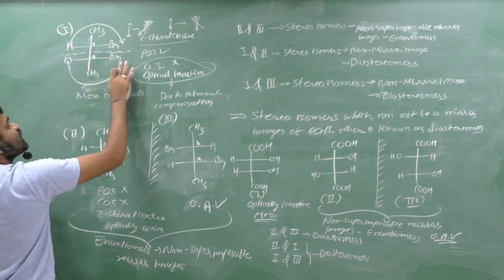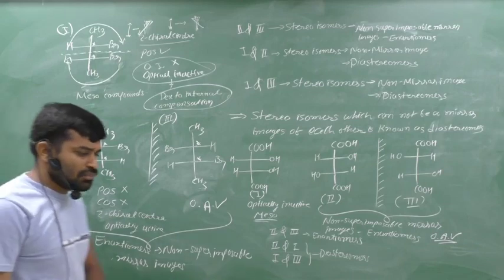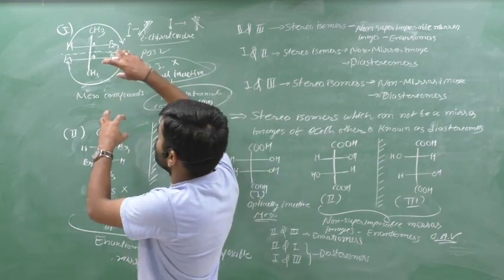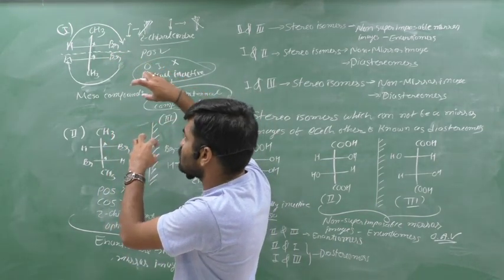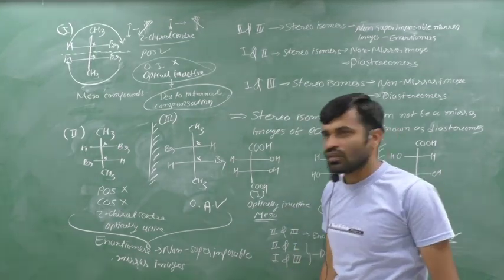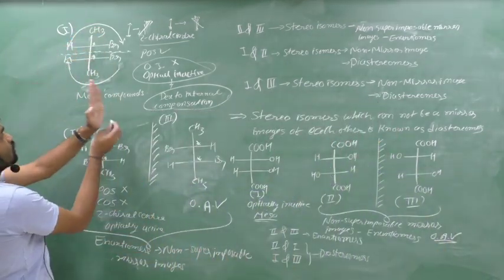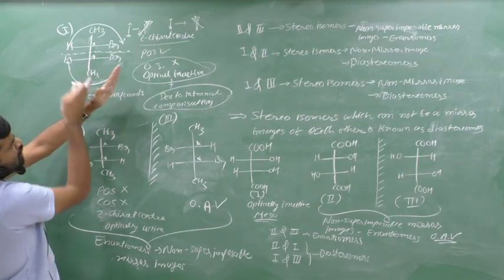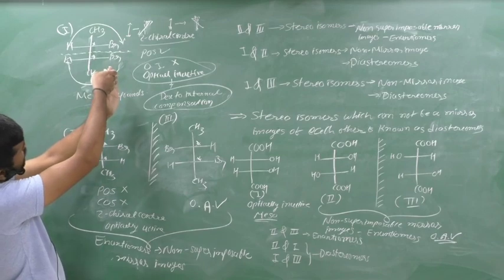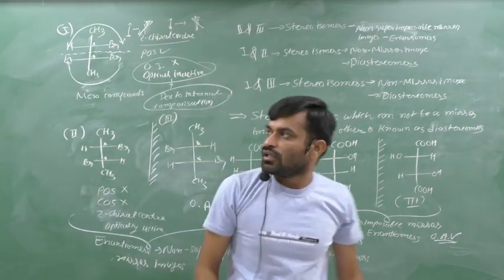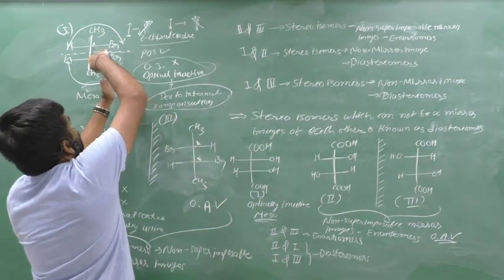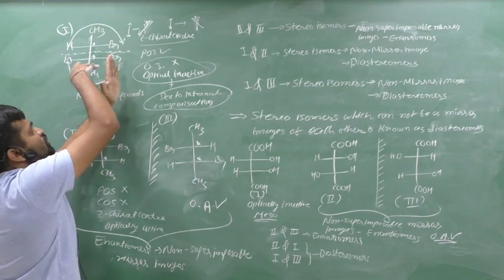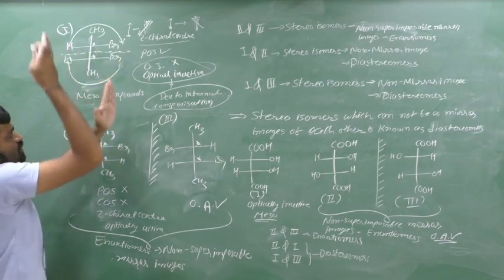Due to this internal compensation, the molecule does not show optical activity, because both parts rotate the plane polarized light through the same theta in opposite directions. If this part rotates the light through theta, then this part rotates it through theta in the opposite direction, which means the resultant is 0. If it rotates 10 degrees to the right side, then it rotates 10 degrees to the left side, so the resultant is 0.